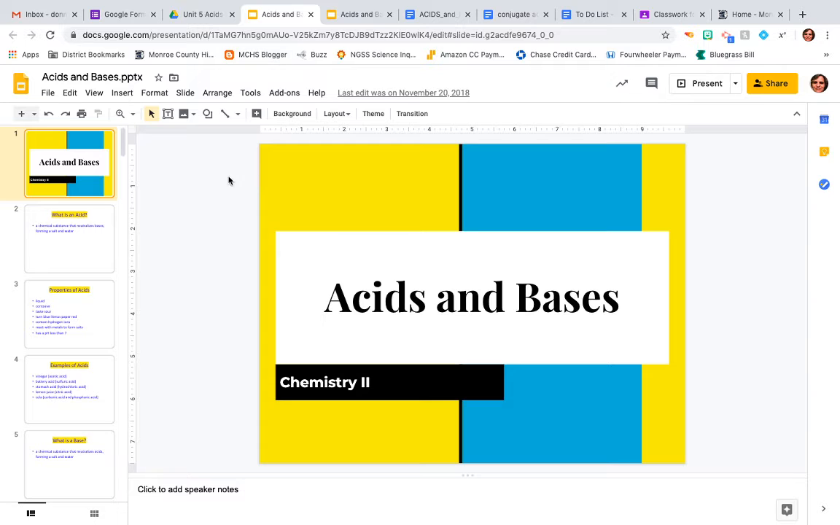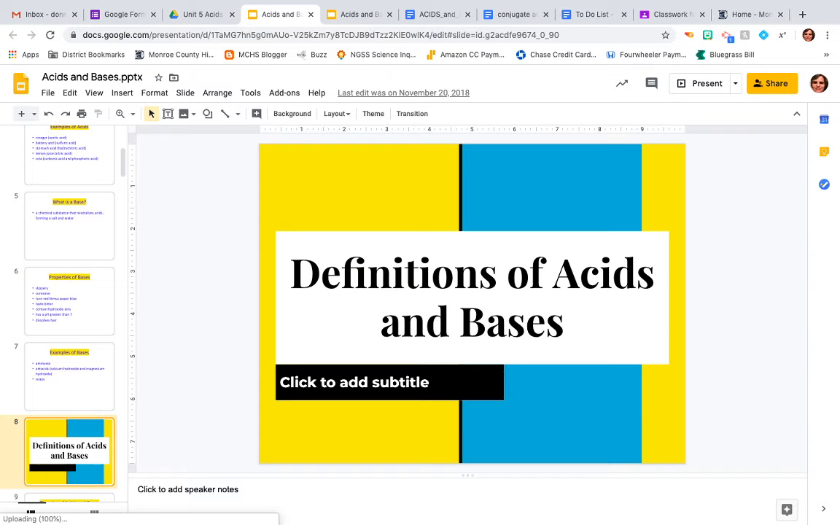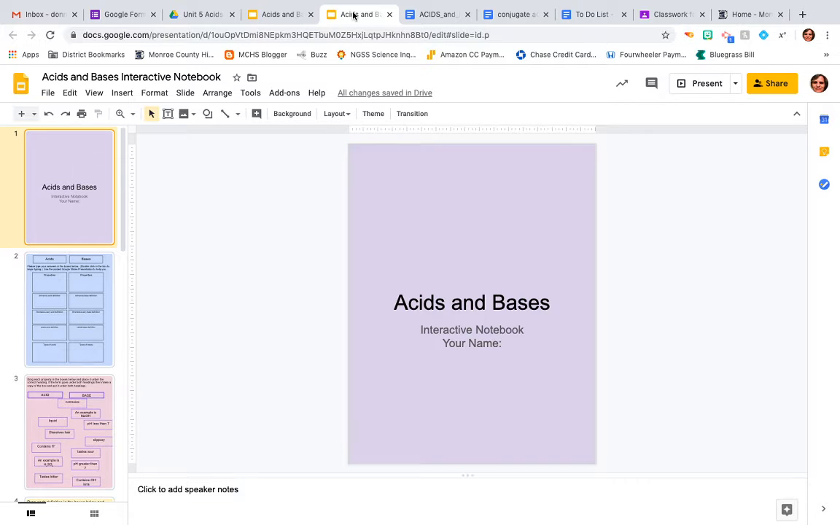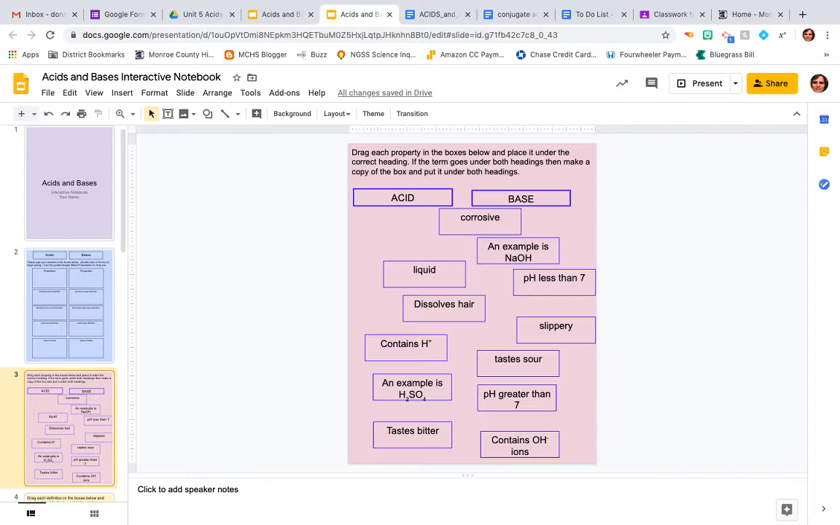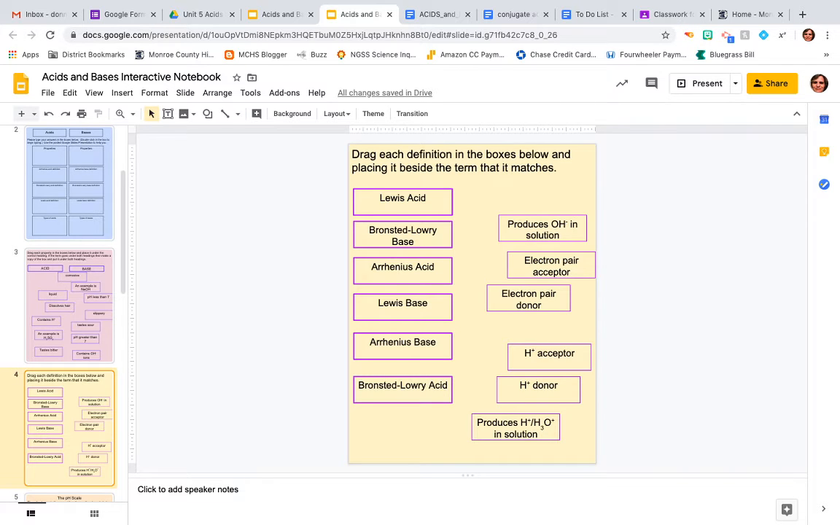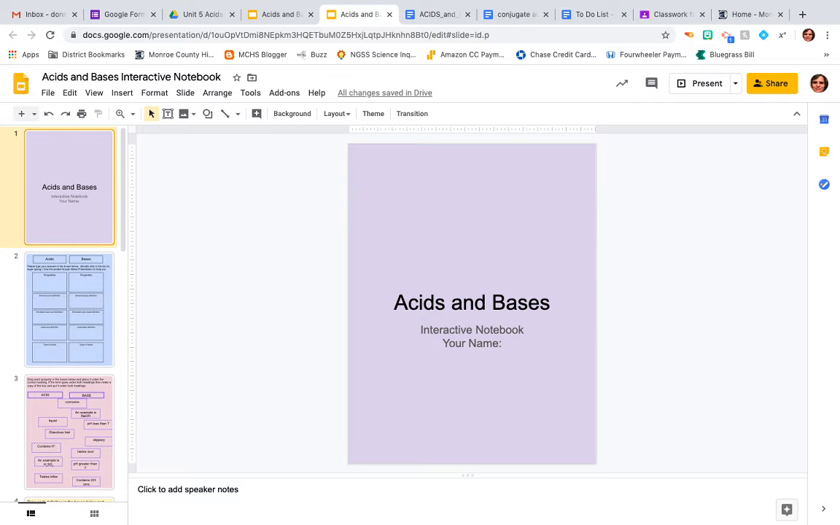All right, so we're going to start out with just in general what acids and bases are. We have a general definition of an acid, some properties and examples, and then the same thing for a base. That information I'm not going to go over. You can read it, but that's what you're going to use to complete this slide, and also this one. A lot of that you're going to be using to complete the first couple of slides on your interactive notebook.